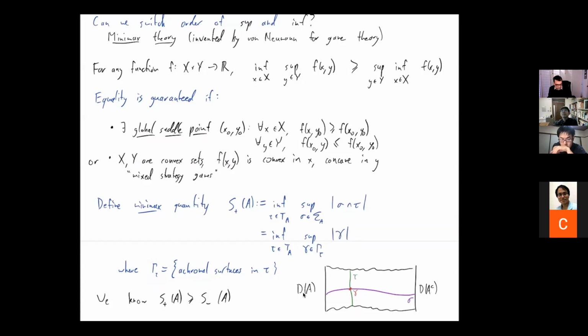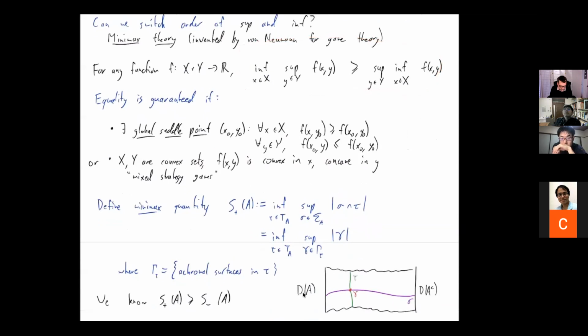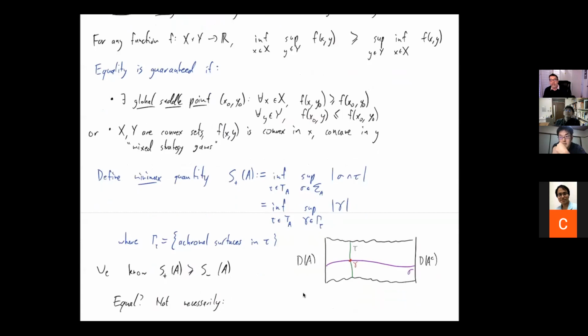Now, by this inequality, we know that the minimax is greater than or equal to the maximin without knowing anything more. I mean, that's just completely automatic. And that's why I called the minimax S plus and the maximin S minus. And the question is, are they necessarily equal? So first I'm going to show a counterexample where they're not equal. However, the counterexample is not physical. And then I'm going to talk about what happens when you put more physical conditions on your spacetime, okay?